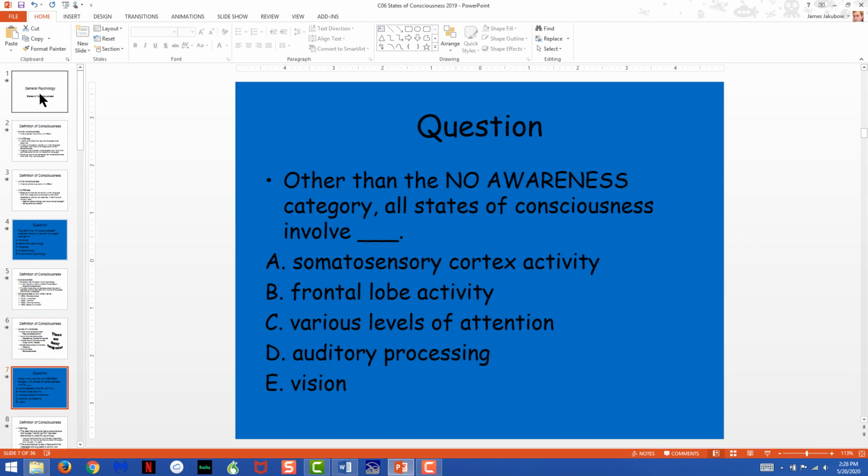Let's take a look at a question related to this material of the levels of consciousness. Other than the no awareness category, all states of consciousness involve what? Simply C, various levels of attention. Because attention and consciousness and awareness are all synonyms for each other, you are looking at various levels of attention for the various levels of consciousness.